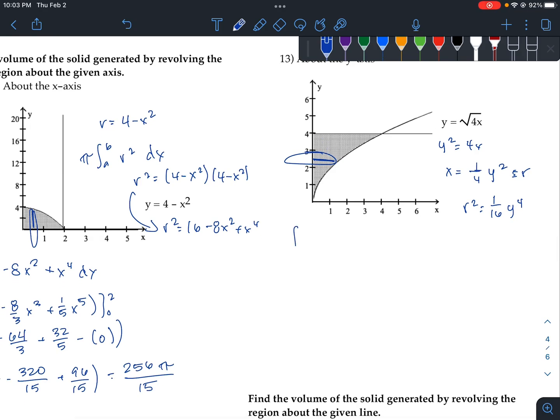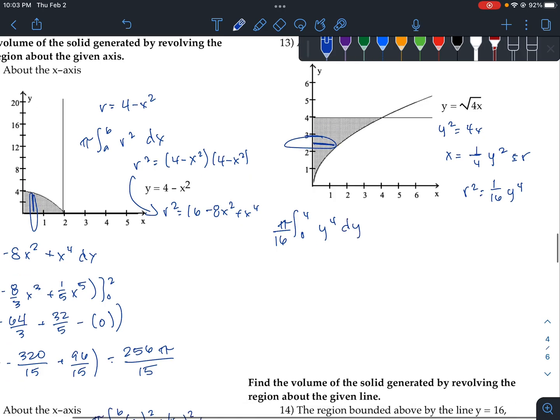So I should take the integral from 0 to 4 because I want to integrate with respect to y. I need my pi, and I'm going to put the 16 out there, y to the 4th dy.